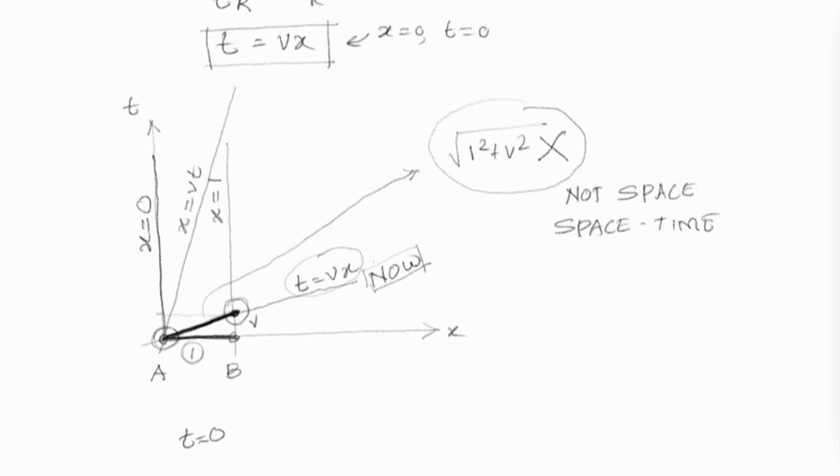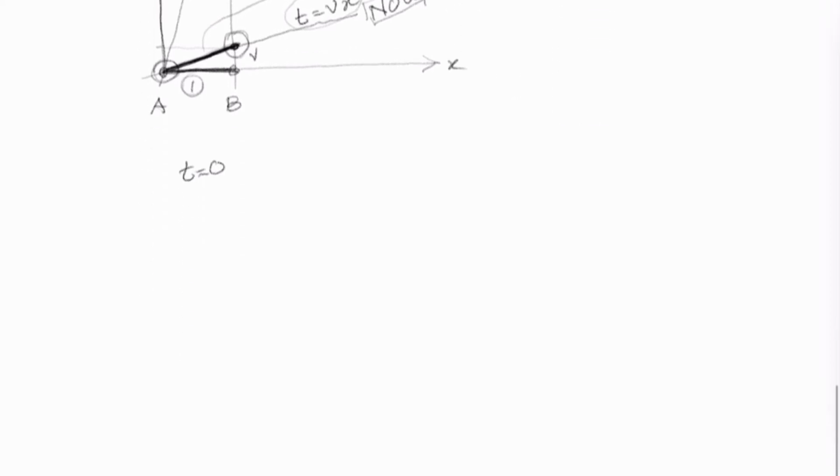To transfer a particular point in your coordinate system to my coordinate system, we need to work out a coordinate transferring system. This is your coordinate system, x and t. And this is my coordinate system, x bar and t bar.